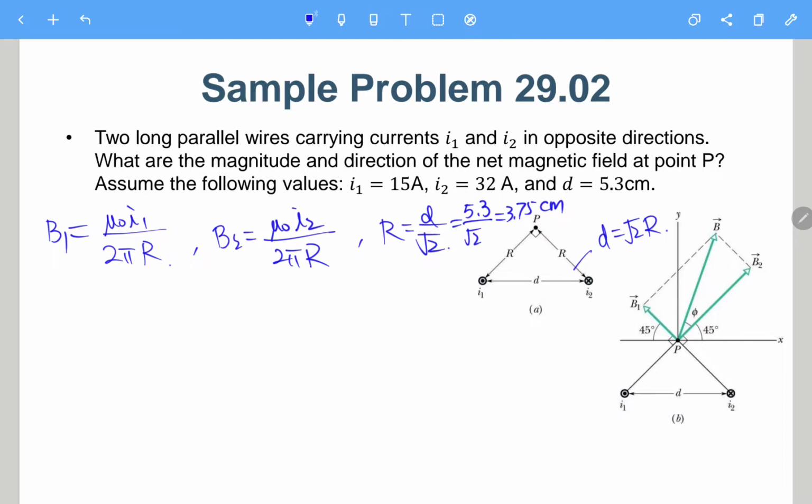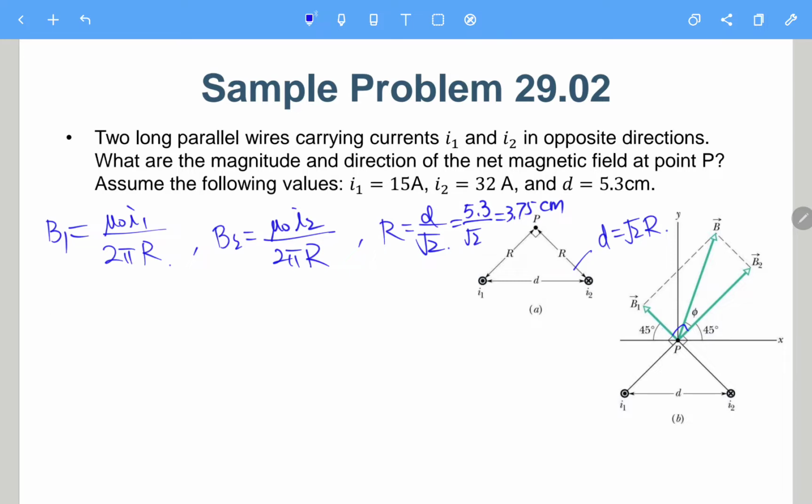Similarly for I2, the current is going into the page, and r is from this current pointing to point P. You use your finger pointing into the page and then cross to this side, and your finger points to the top right. So this is B2. You can see that B1 and B2 are perpendicular to each other.